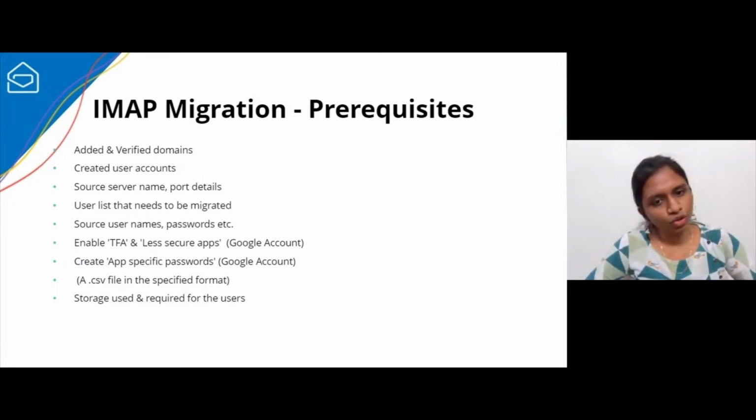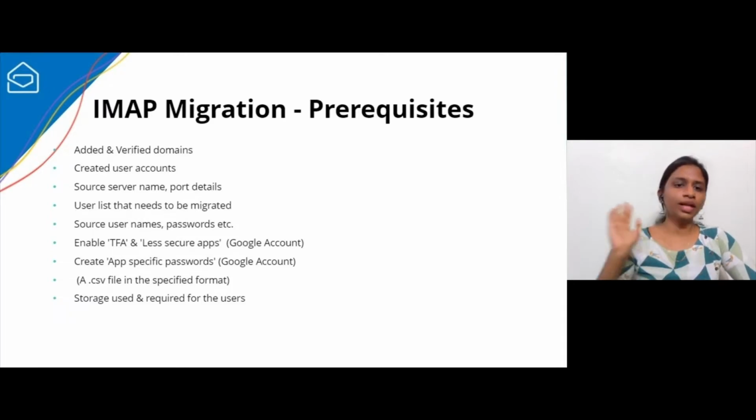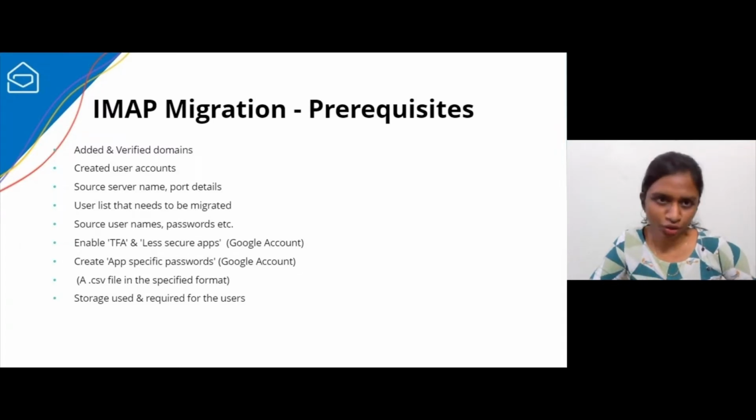And then you have storage used and required for the users. Before you start the migration, make sure you've deleted all the unwanted emails in the Google account. If you have too many unwanted mails when you start the migration, they will occupy space in Zoho as well, and the storage might bloat up, which will result in the suspension of the migration.